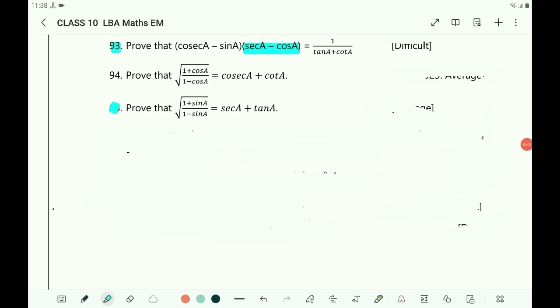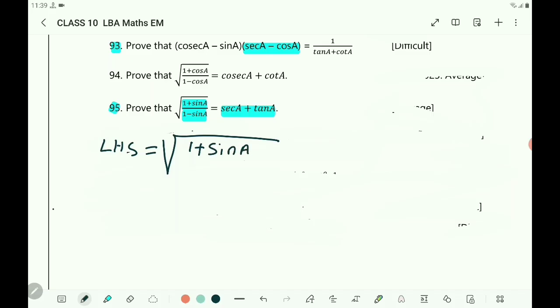Question number 95. Prove that whole root 1 plus sin A by 1 minus sin A equals secant A plus tan A. This is same as the 94th question. Here LHS equals whole root 1 plus sin A by 1 minus sin A.